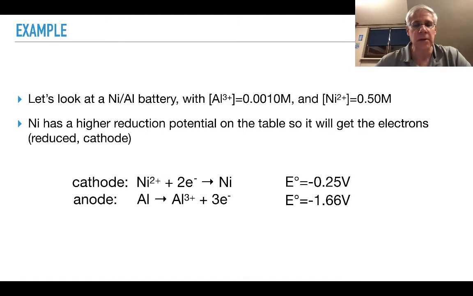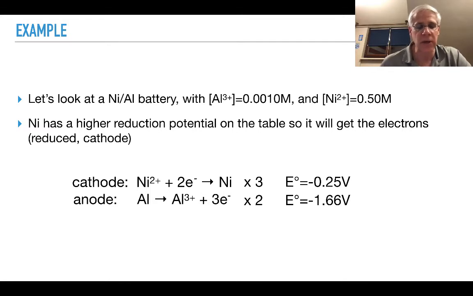and so we can write our equation here. We have nickel 2 plus 2 electrons goes to nickel. It has an E0 of negative 0.25. The anode will be aluminum going to aluminum 3 plus 3 electrons. Now, even though we've written that as an oxidation, this value here is still the reduction potential, and that's fine because we're going to use E cathode minus E anode, and when we use cathode minus anode, we do have to use reduction potentials.